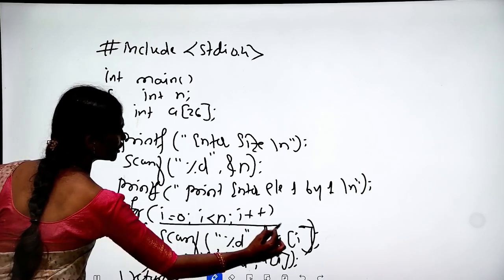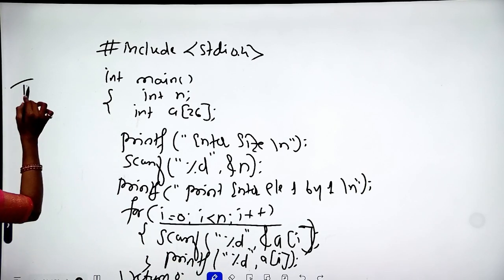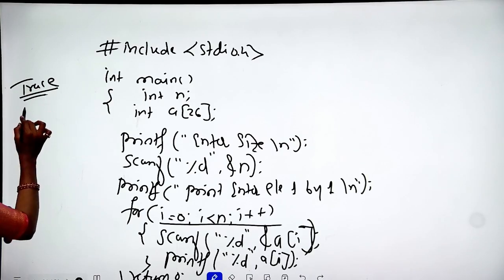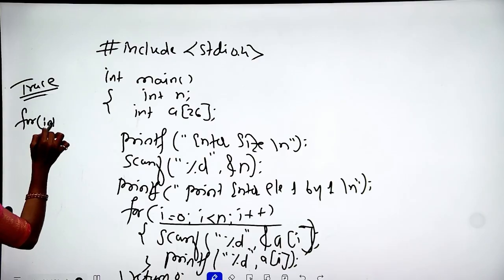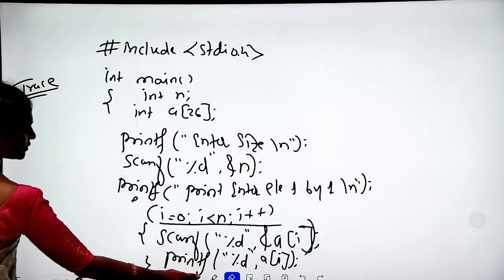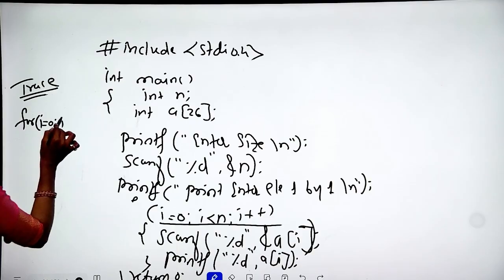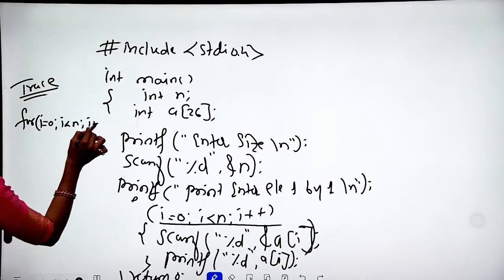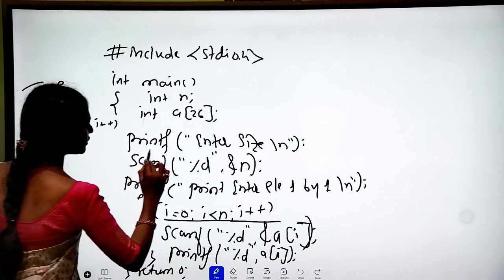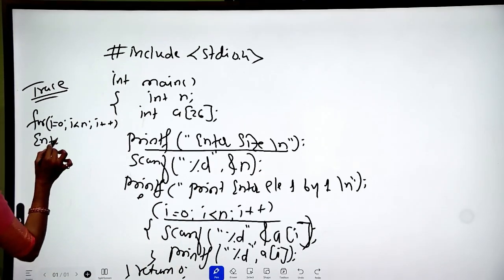Let's trace this, how it is to be executed. Okay, if you want to trace how the for is executed: for i equal to 0, i is less than n, i plus plus. So first it will ask the size. When you say enter size, assume that I am entering n is equal to 2.